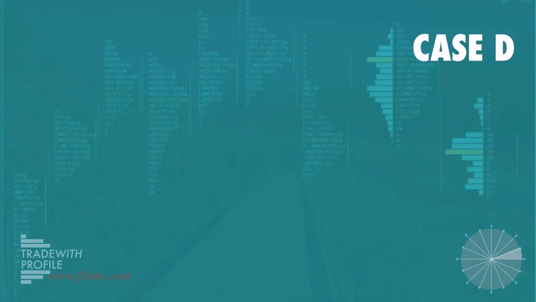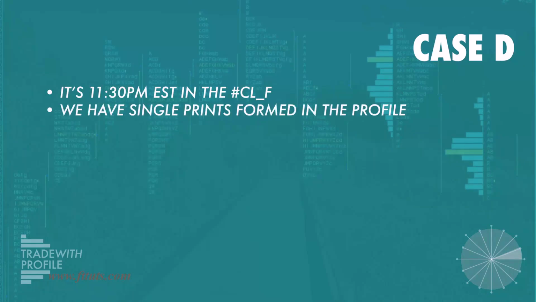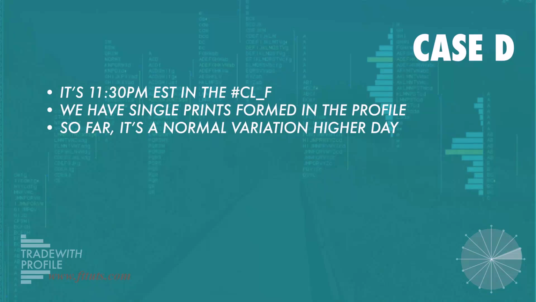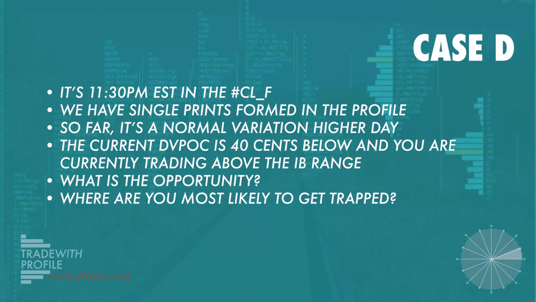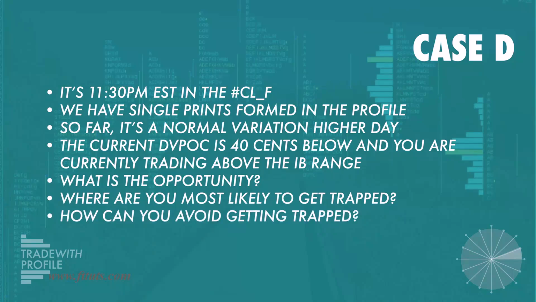Okay, one more. It's 11:30 p.m. in crude. We have single prints formed in the profile. So far, it's a normal variation higher day. The current point of control is 40 cents below. We're currently trading above the IB range. What's the opportunity? Where are we most likely to get trapped? How can we avoid getting trapped?